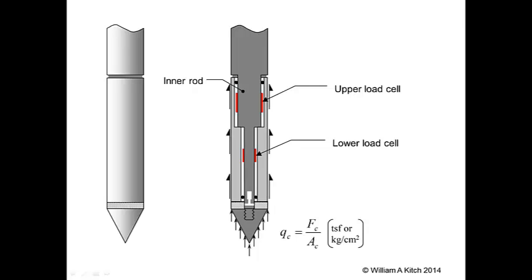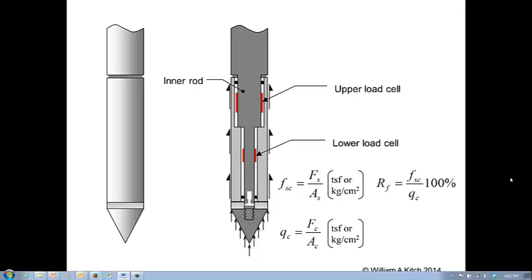The side friction is reported as a stress called the cone side friction or simply side friction. The symbol F sub SC is used to represent the side friction, and it is equal to the side friction force F sub S divided by the outside area of the friction sleeve A sub S. It is common to express the side friction by the friction ratio R sub F, which is simply the side friction F sub SC divided by the tip resistance Q sub C. The friction ratio is normally presented as a percentage.